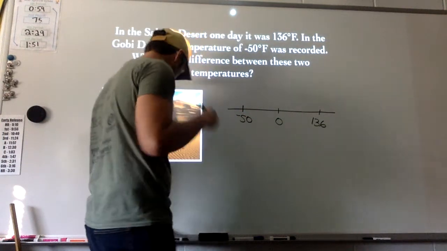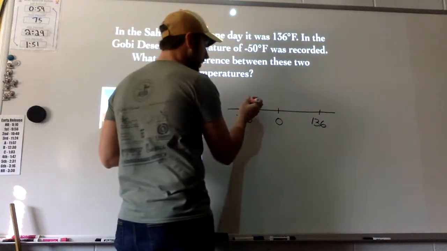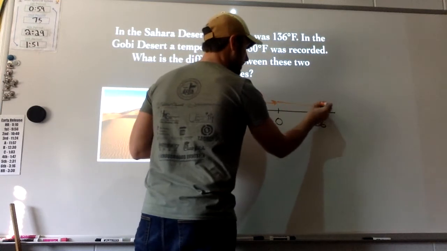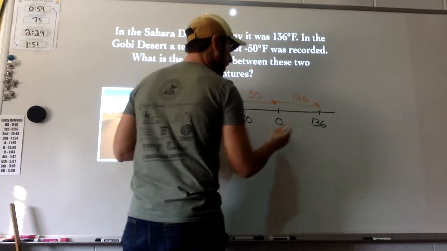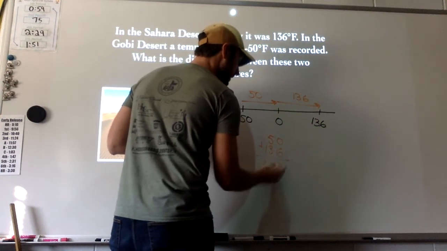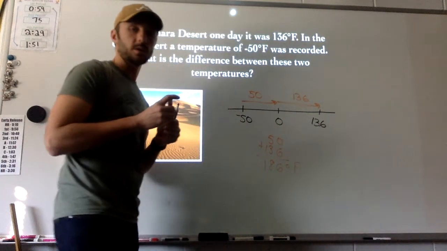Once again, I'm just in my head figuring out how far do I have to travel. From negative 50 to 0, it's going to take me 50. And from 0 to 136, it's going to take me 136. So the distance between these is 186 degrees Fahrenheit. That's the difference between those two temperatures.